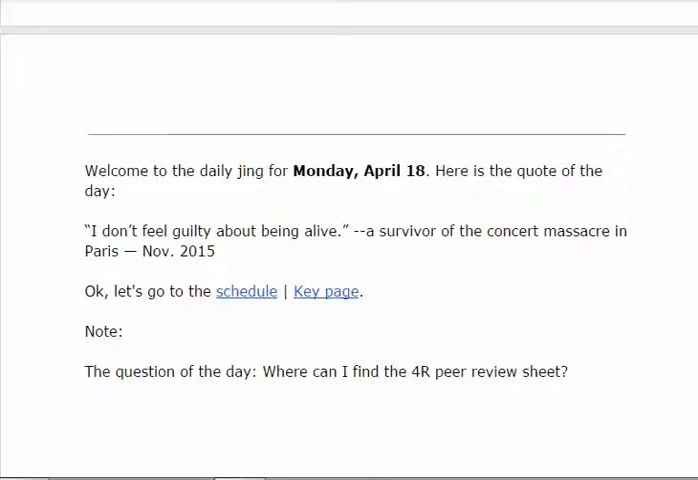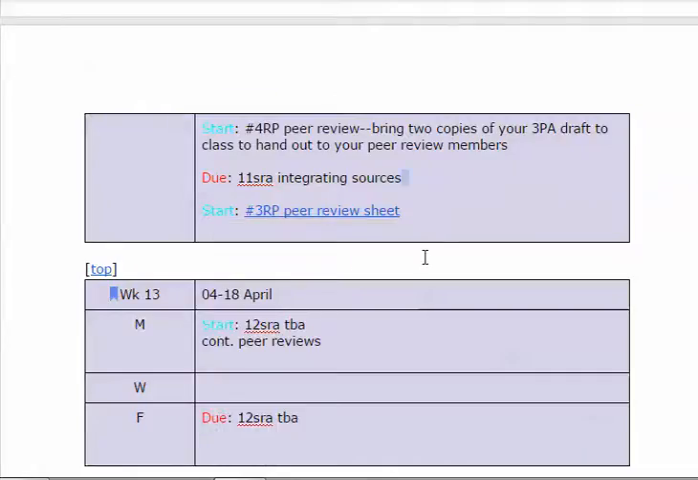So let's look at the schedule. So this is the 13th week, April 18th. The paper was due this morning by 6 a.m., the rough draft of the research paper.